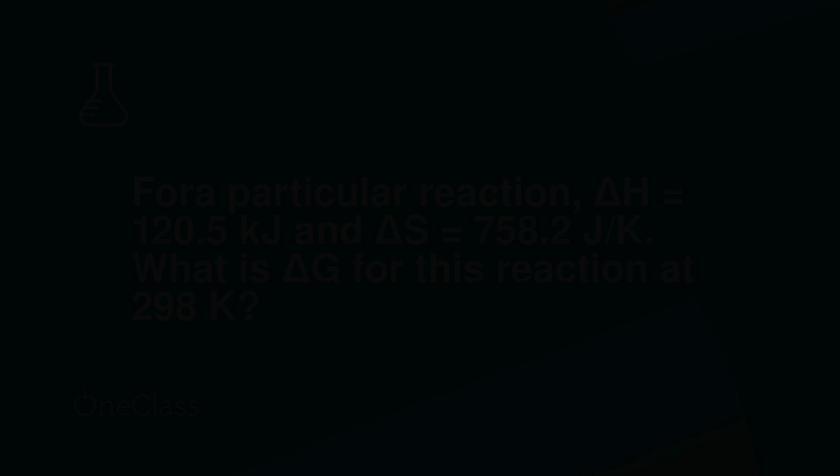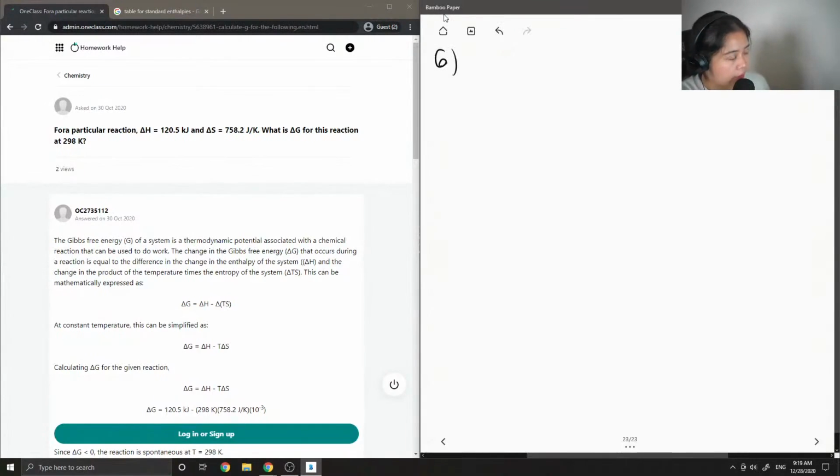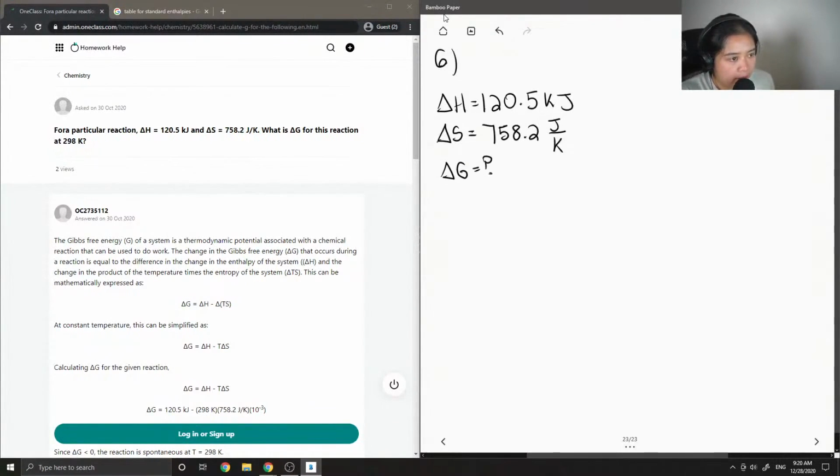Okay, so question 6. For a particular reaction, delta H is equal to 120.5 kilojoules. So let me write this down. And delta S is equal to 758.2 joules per Kelvin. And what is the delta G for this reaction at 298 Kelvin?